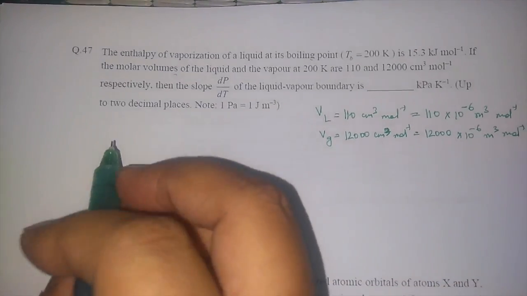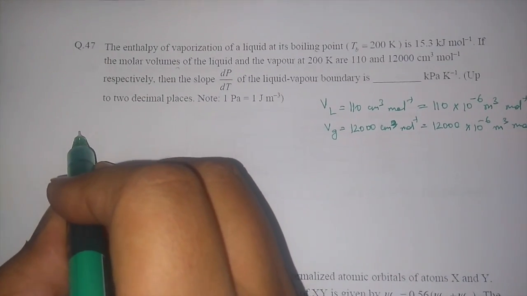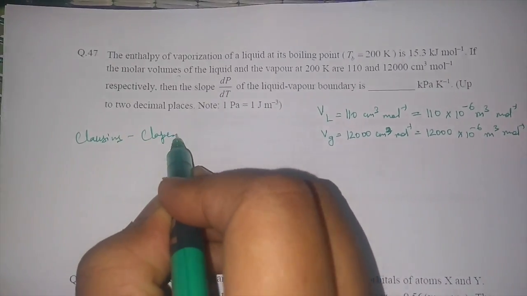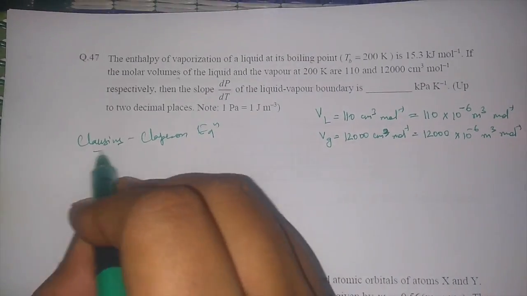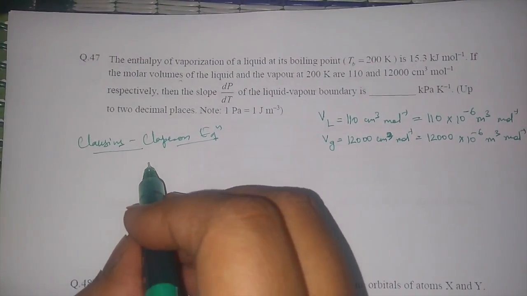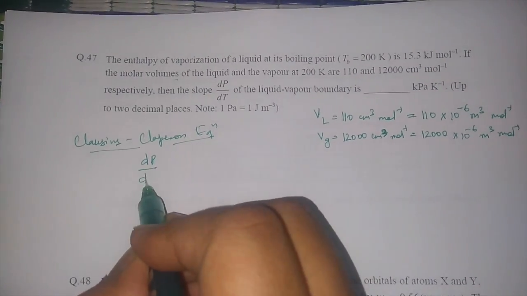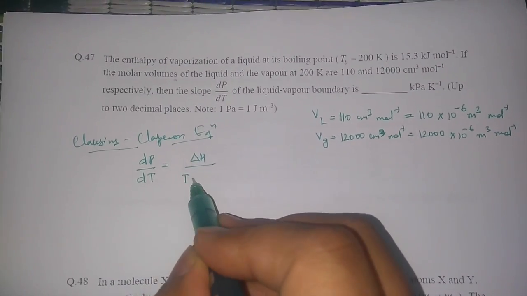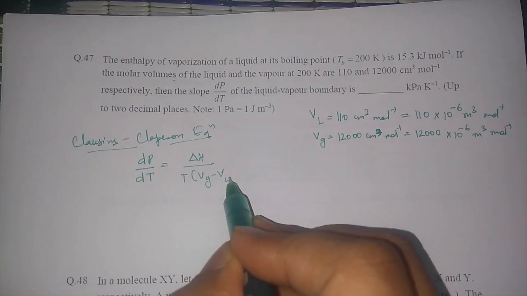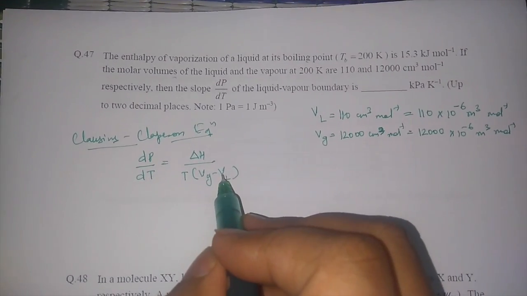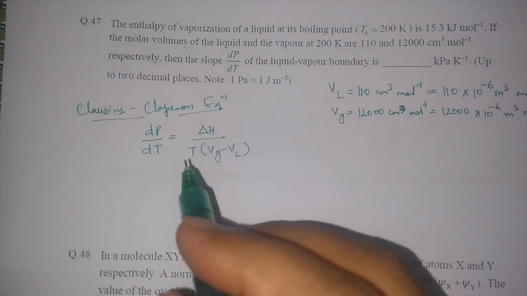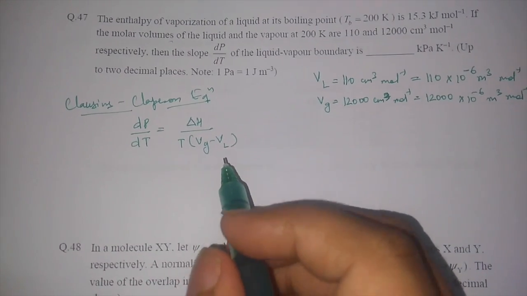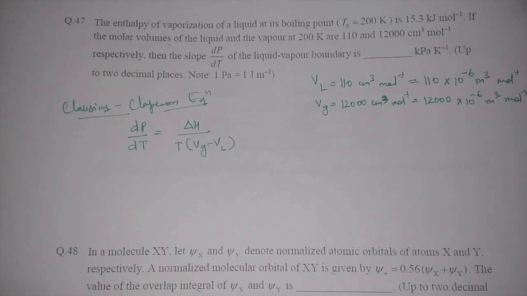Now you have to use one equation, the Clausius Clapeyron equation. If you don't know about this equation, I have made a video on it, so you can watch that video. This equation gives dP by dT equals delta H upon T times (Vg minus Vl), the volume of gas minus the volume of liquid, or V2 minus V1. After vaporization it converts into gas, so V2 minus V1 gives this. Now just put in all the values to get the answer.